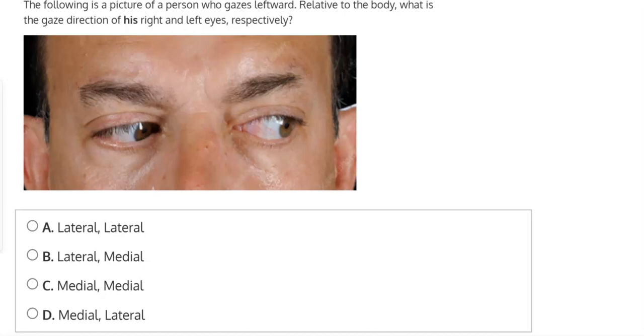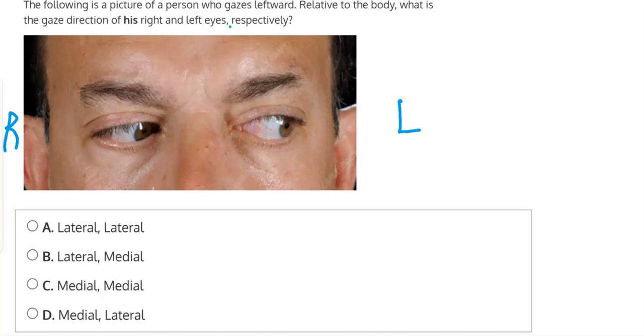The following is a picture of a person who gazes leftward relative to the body. What is the gaze direction of his right and left eyes, respectively? So remember, because we're looking at this person, we're looking from their perspective. So we know that even if this is our left, this is the person's right, and this is the person's left.